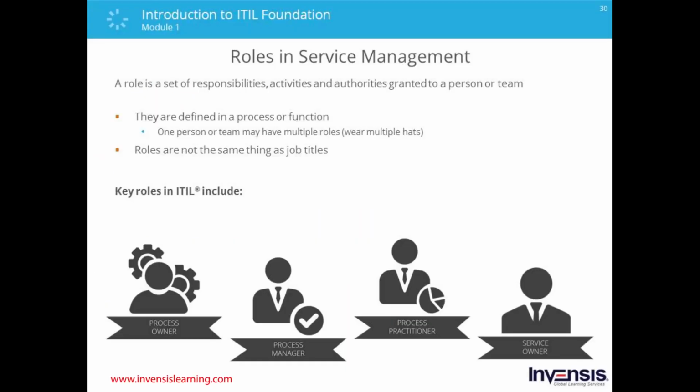Okay, so much we have learned already. So roles are also done. Service owner, sorry, I missed out the service owner. Service owner does not have anything to do with the process. It's more about the service. For example, web application service, storage management service, email management service.